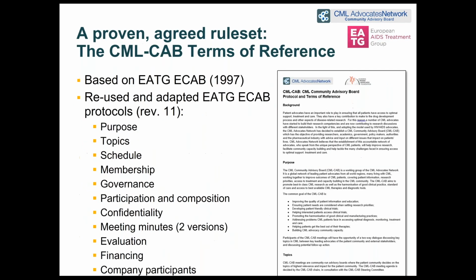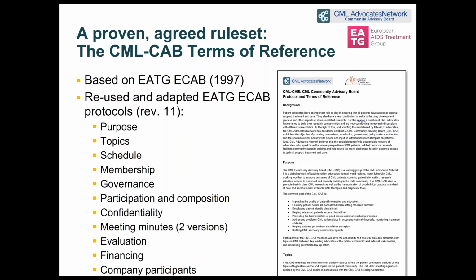And of course, I said we piggybacked on the EITG, and I'm really grateful for what I received from, for example, David Harry at that time, because the EITG people basically said, hey, we've done all that. We already have version 11 of our protocol or terms of reference, which describes topics, schedule, membership, governance, confidentiality, meeting minutes, evaluation, financing, company participants, and all these things which you can see on screen. All these were pretty well defined by the EITG, and we actually reused that, and they said, just reuse that, don't reinvent the wheel. So we did, and we adapted it to the cancer context of a rare cancer like CML.